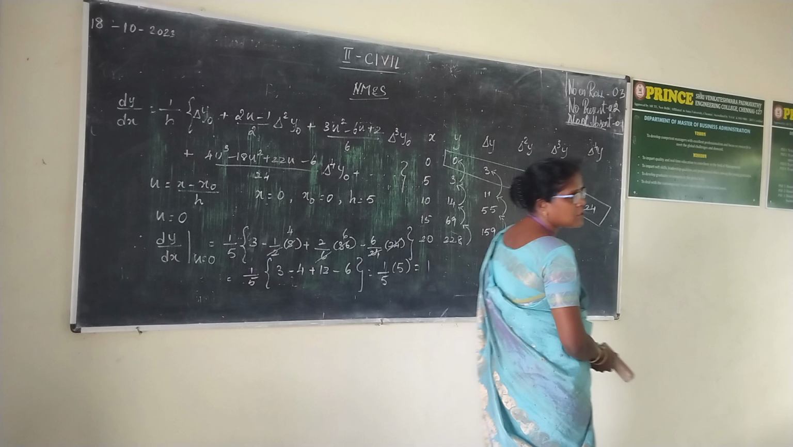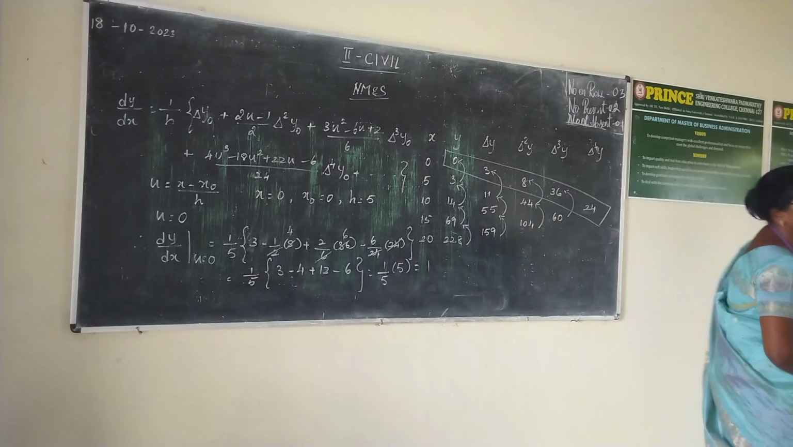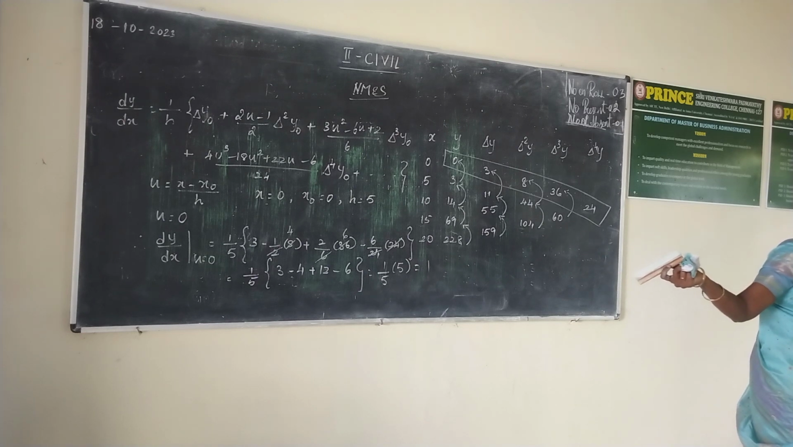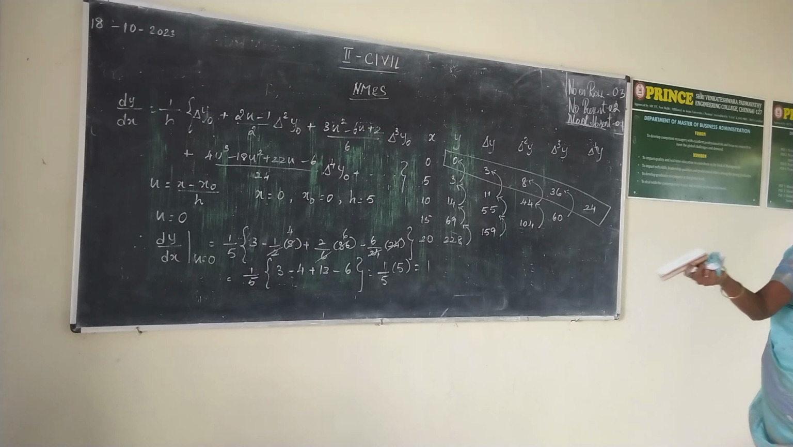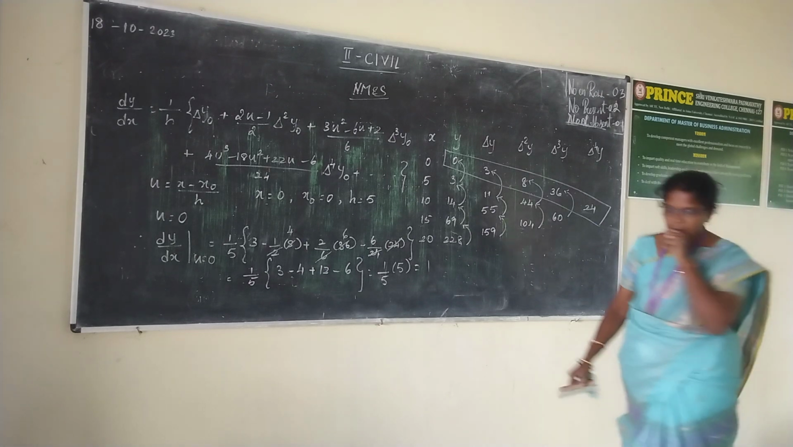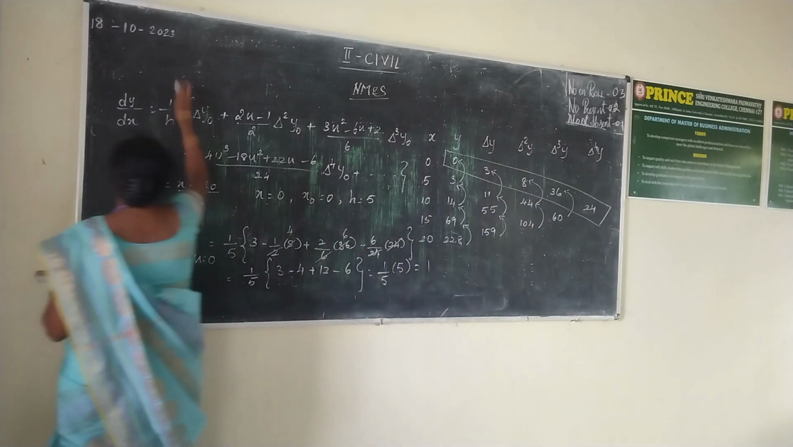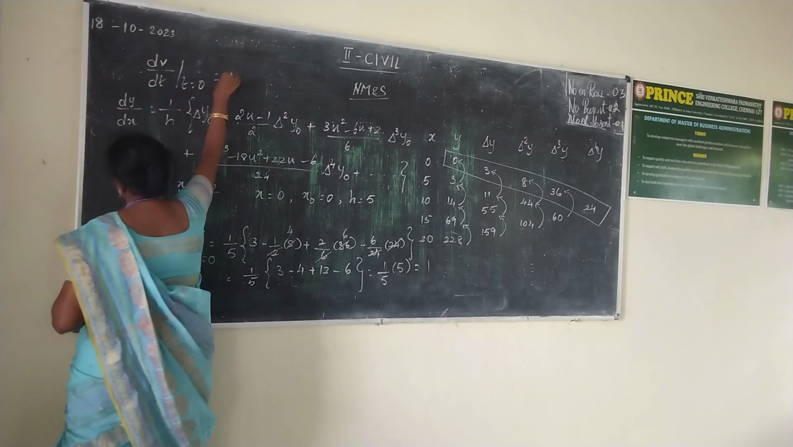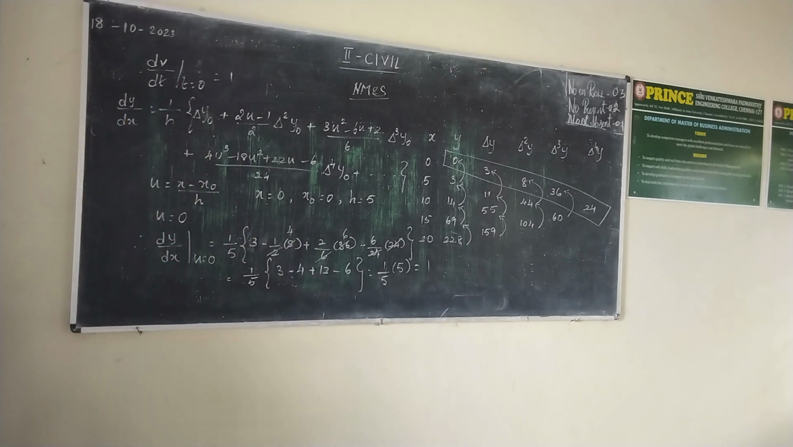So what is the actual one you are supposed to find? So initially, what do you find? Acceleration. So what you have found out is nothing but the acceleration. So hence dv by dt at t equal to 0 equal to 1. At t equal to 0.